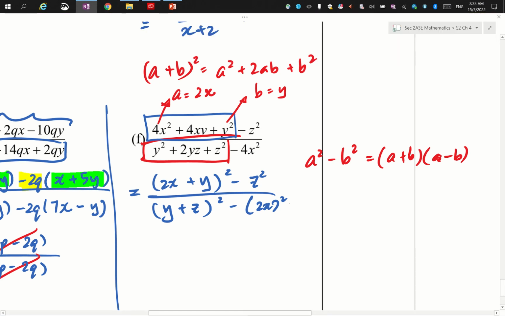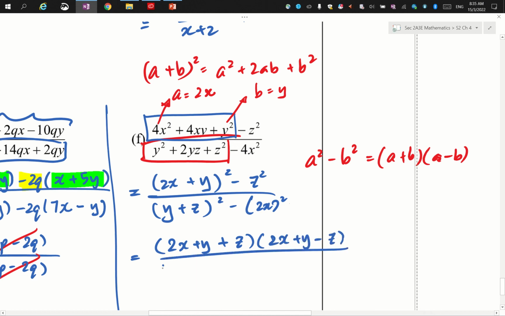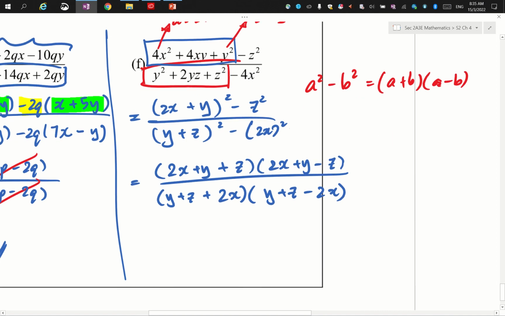You just allocate the corresponding a and b values. So in the numerator, we have our a, which is 2x plus y, plus b multiplied by a minus b, divided by denominator a plus b multiplied by a minus b. So it turns out we've got common factor. Cancel. Leaving us with 2x plus y minus z, y plus z minus 2x.